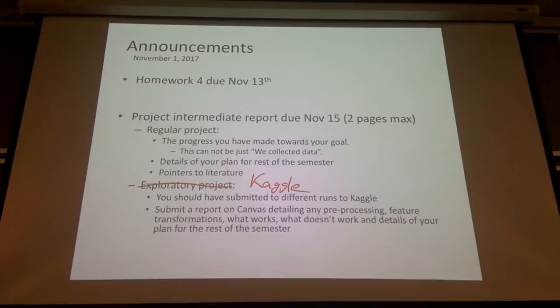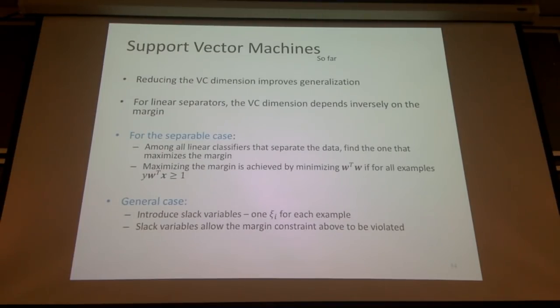Alright, so we're going to get back to our regular program. Namely, we're going to continue where we left off with support vector machines. Just a quick recap of what we saw. The story started with the observation that reducing VC dimension can improve generalization. If only you were able to find a classifier that had low VC dimension, among all classifiers that were equal in terms of, say, training error, the one with the lowest VC dimension is the best.